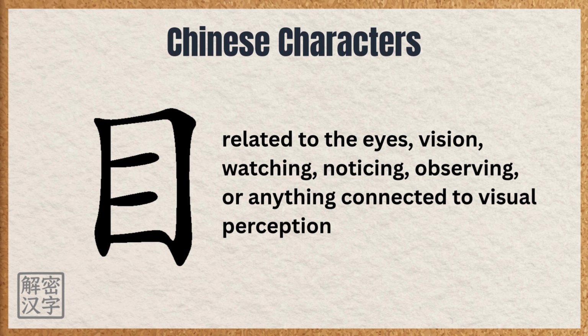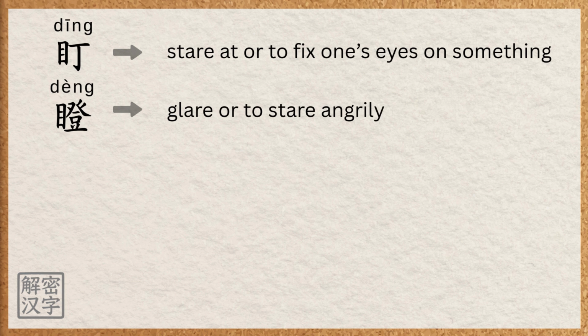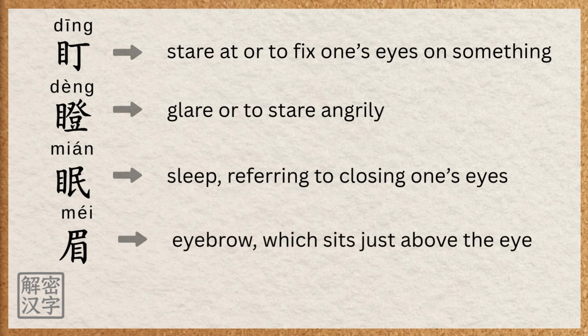For example, ding means to stare at or to fix one's eyes on something. Deng means to glare or to stare angrily. Mian means to sleep, referring to closing one's eyes. Mei means eyebrow, which sits just above the eye.